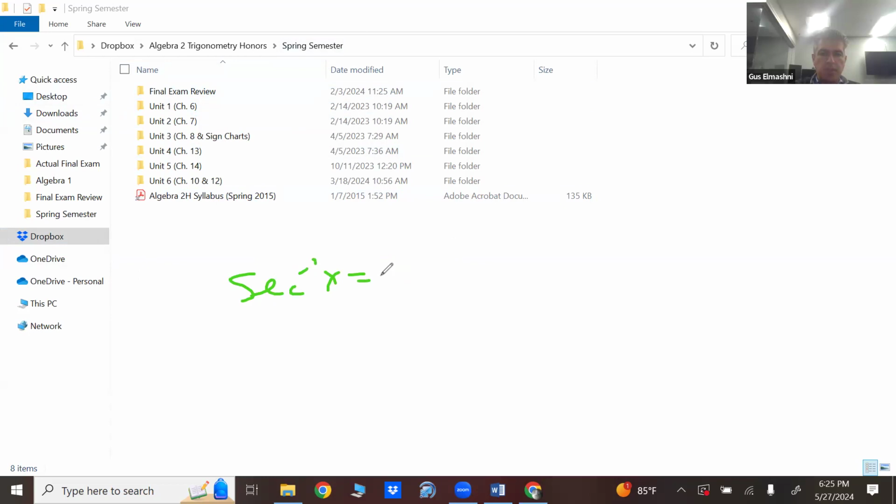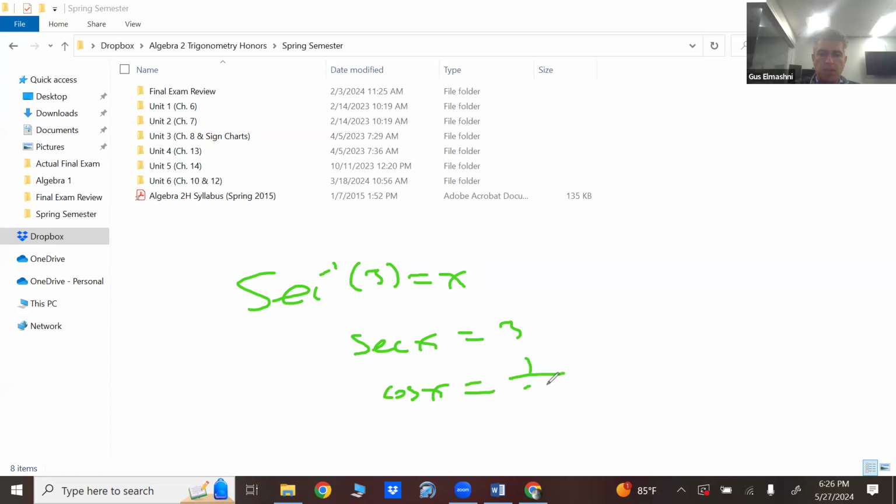Okay, so say something like this here, right? Think about it. Well, this means that x equals the secant of 3. Wait, no, let me take it back. Sorry, if you have the inverse secant of 3, that means that secant x equals 3, or cosine x is 1/3.